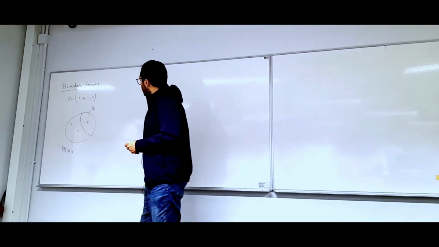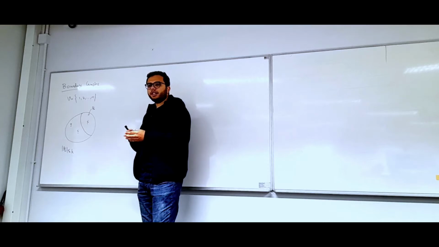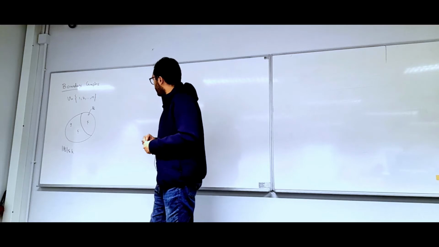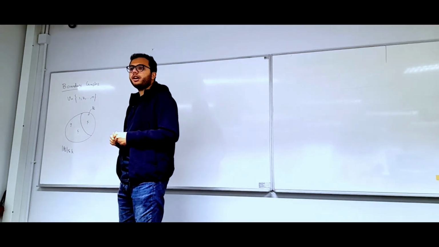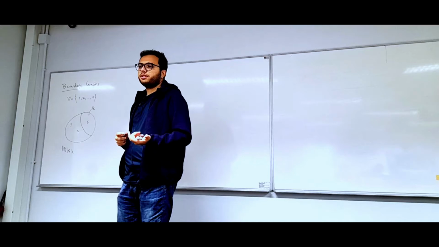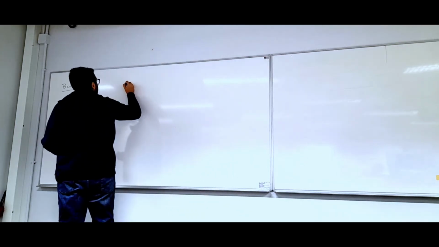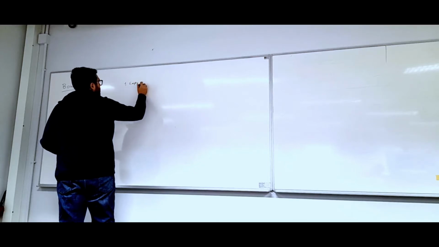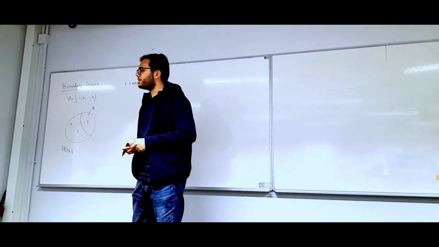Now I want to define some operations on these boundary graphs so that I can get newer boundary graphs. Okay. So here are the operations that I want to define. Well, the first operation is a very simple one. I say that the empty graph is a boundary graph. Okay. So I have the empty graph. And of course the boundary is also empty.